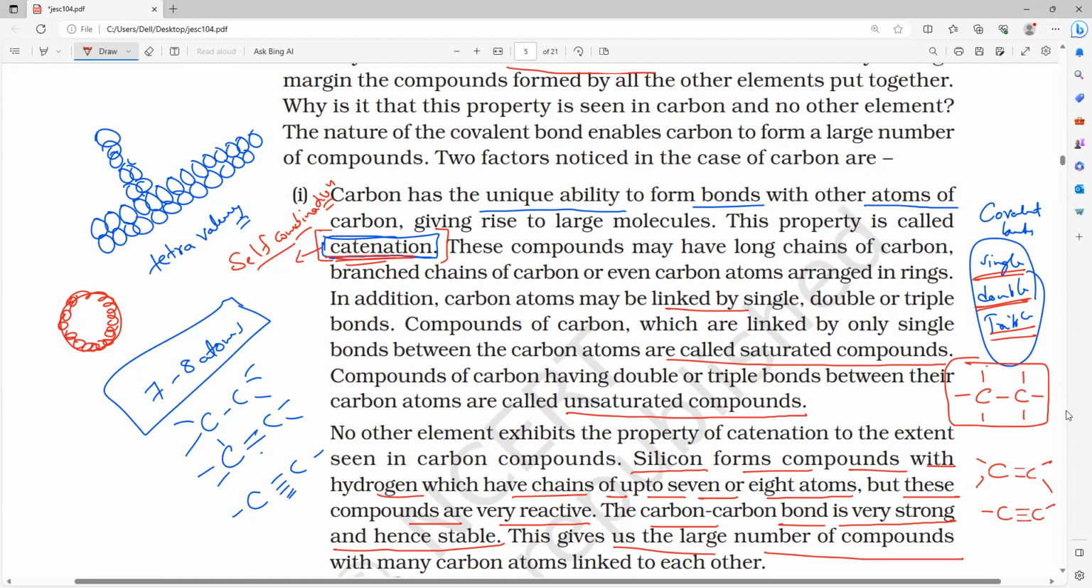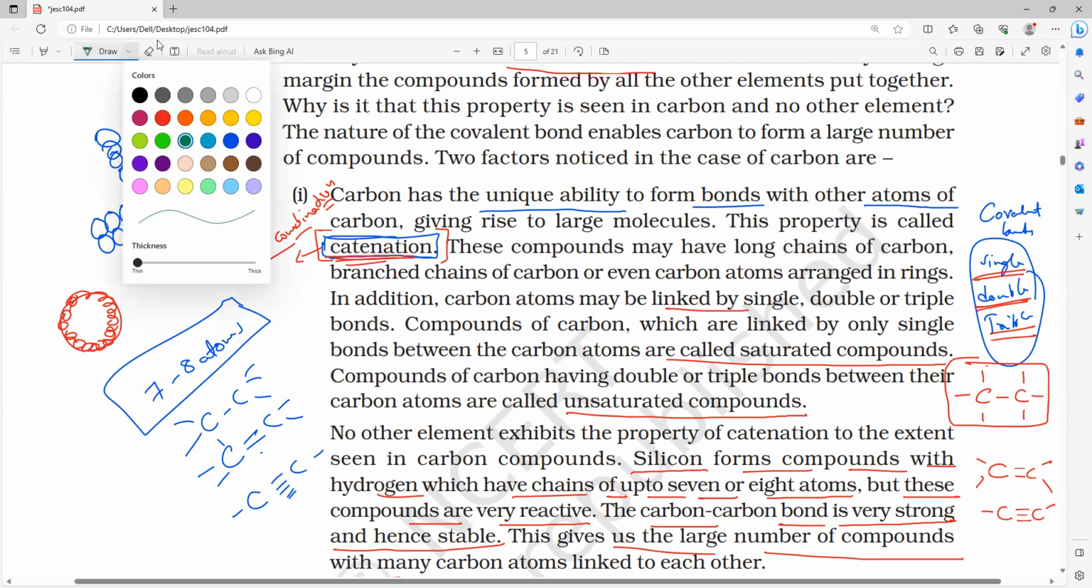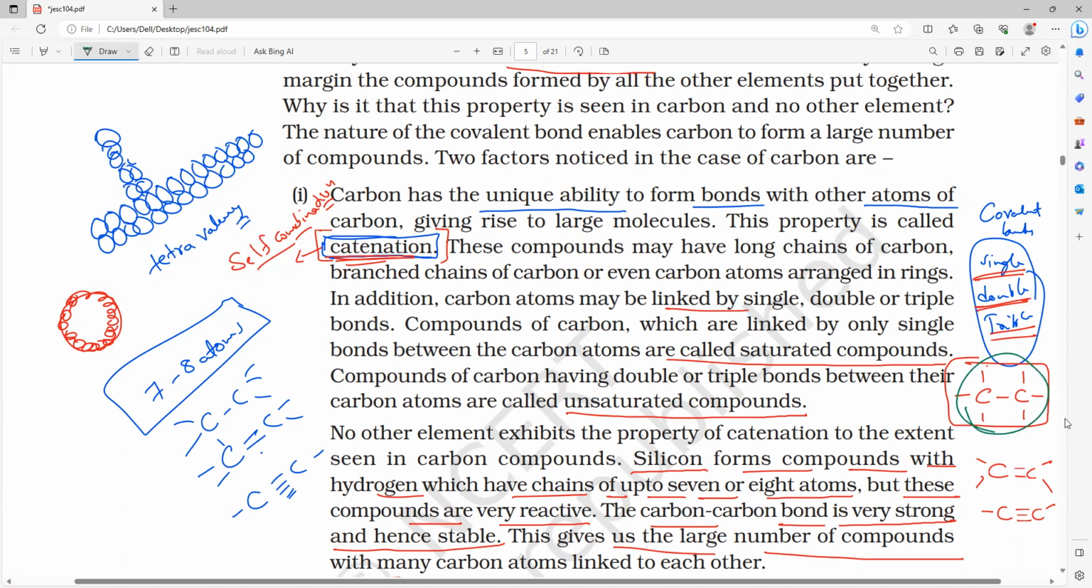So a single bond is forming. What do we call that compound? Single bond means saturated compounds. Double bonds mean unsaturated compounds. They may also react with other elements. They will react with hydrogen, oxygen, nitrogen, sulfur, chlorine. Carbon will react with many other elements.